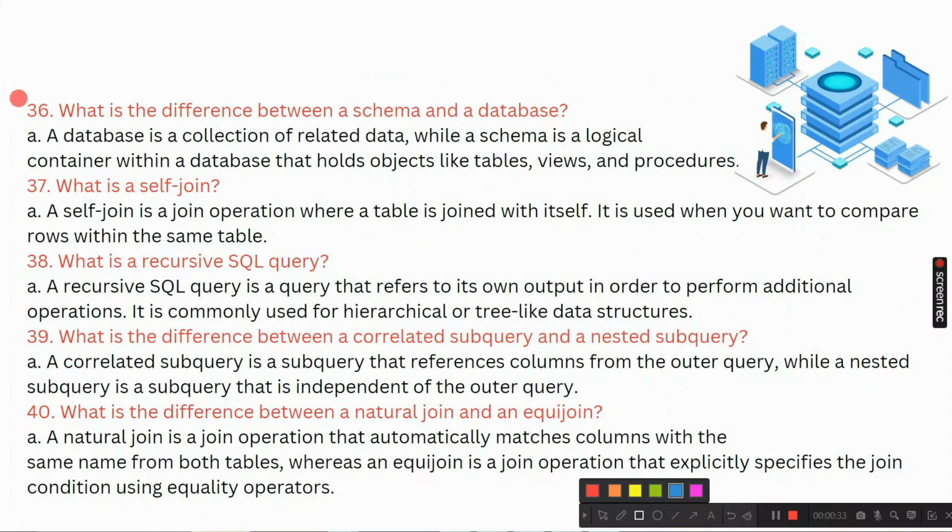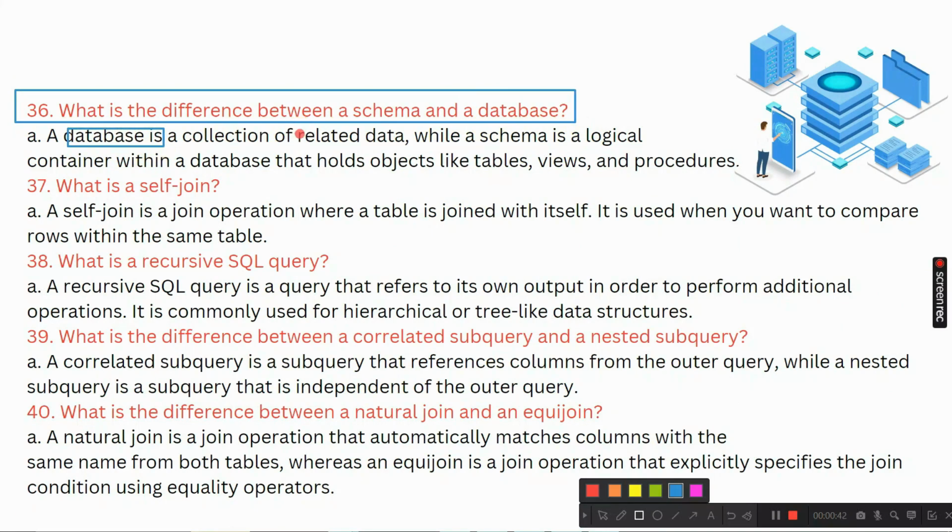Then the next question is, what is the difference between the schema and database? A database is a collection of related data, whereas a schema is a logical container within a database that holds objects like tables, views, and procedures. This is the difference between schema and database.